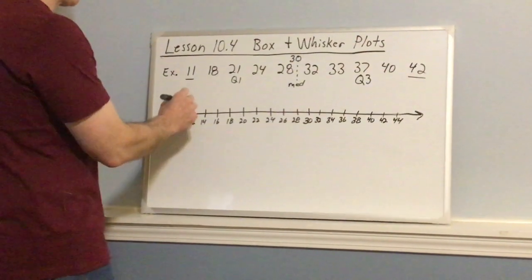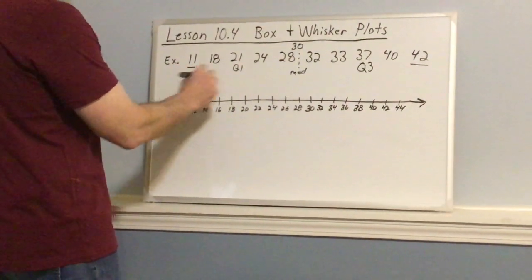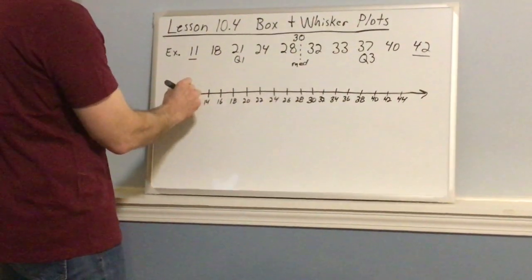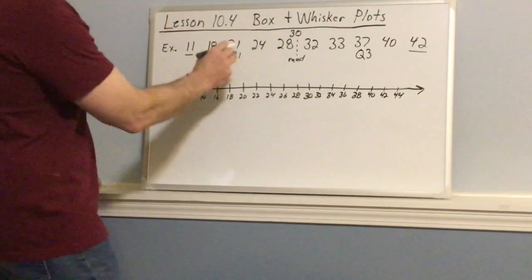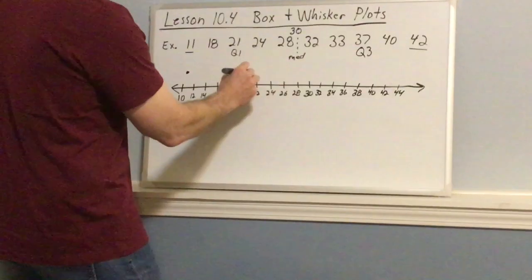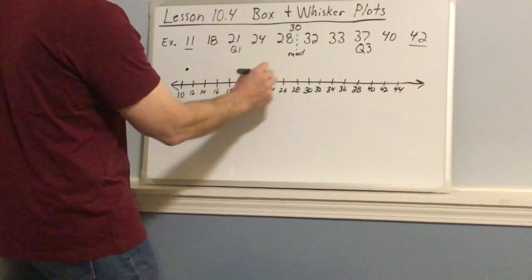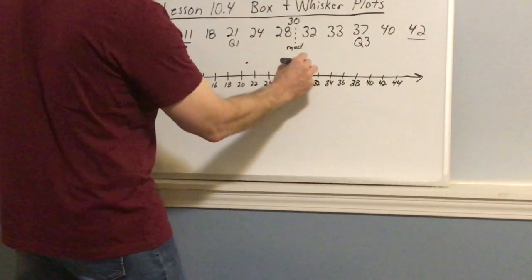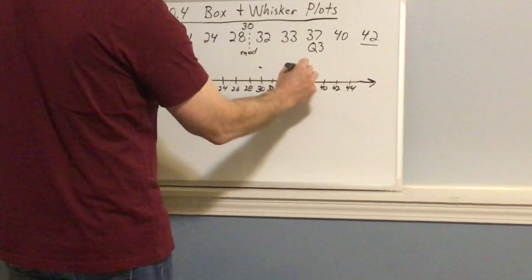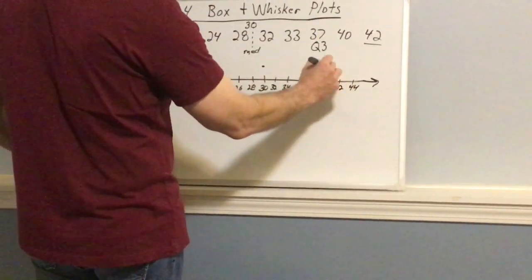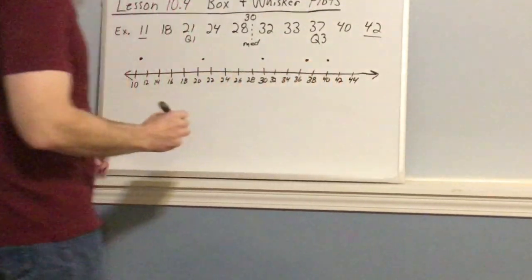Now, you're going to want to put a dot above your number line at all of these numbers. 11 is going to be between 10 and 12, so I'm going to put a dot there. 21 is going to be between 20 and 22, so I'm going to put a dot there. 30 is right here. 37 is between these, and 40 is right there. All right.